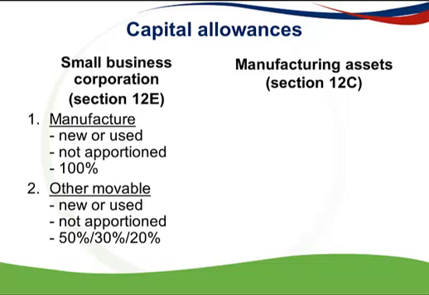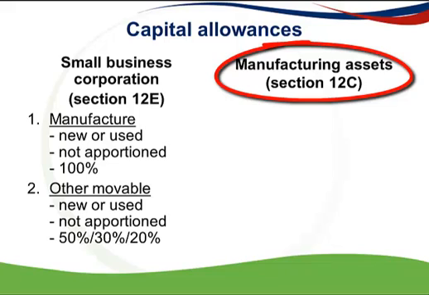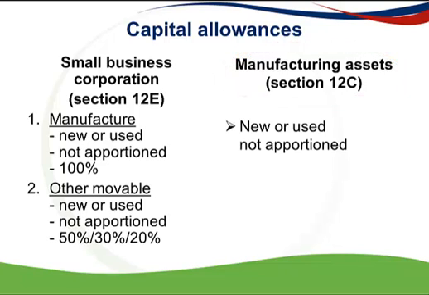If this asset is plant and machinery used directly in a process of manufacture, then a Section 12C allowance can be claimed. This allowance can be claimed on new or used manufacturing assets, and it is not apportioned. The percentage applicable to this capital allowance depends on whether the asset is new or used. If it is a used asset, in other words second-hand, then 20% of the cost of the manufacturing asset is claimed every year for 5 years. The first 20% will be claimed in the year that the asset is brought into use.